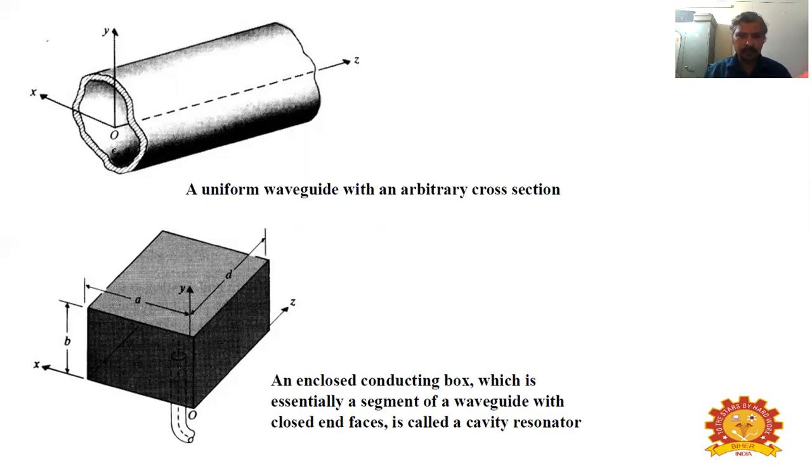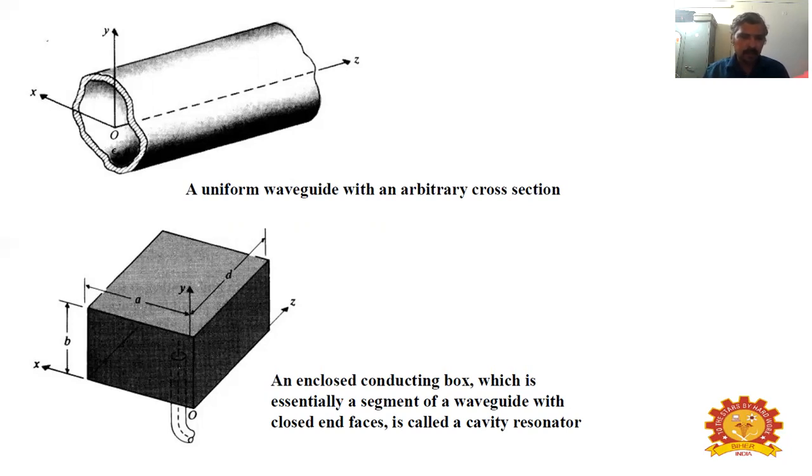In the next diagram, an enclosed conducting box, which is essentially a segment of the waveguide with closed end faces, is called a cavity resonator. So what is a cavity resonator? There you could see in the diagram various dimensions. An enclosed conducting box, which is essentially a segment of a waveguide with closed end faces, is called a cavity resonator. I think we could get the meaning of it. There is a fully closed conducting box, essentially a segment of the waveguide, with all sides closed, called a cavity resonator. There you could see the various dimensions.